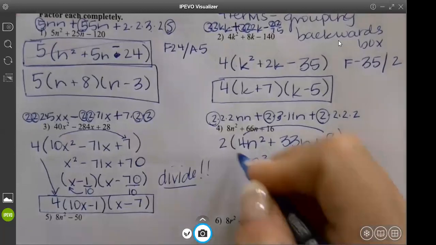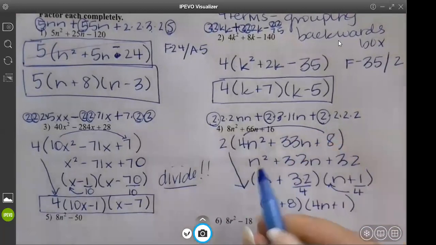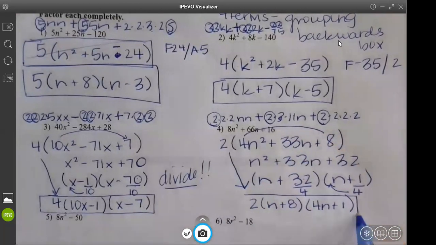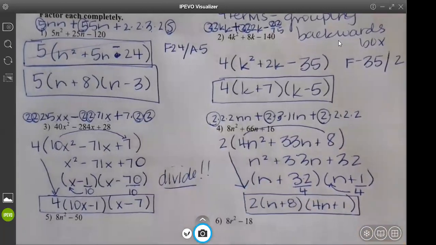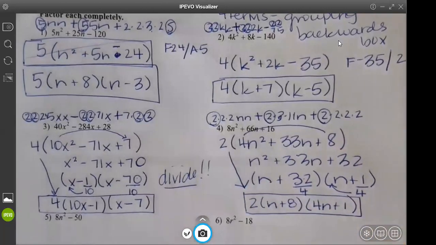And then the last thing is don't forget your 2. What I would suggest is if you're doing this in EDIA, that you go ahead and type that 2 in once you take it out and then do your parentheses after that.